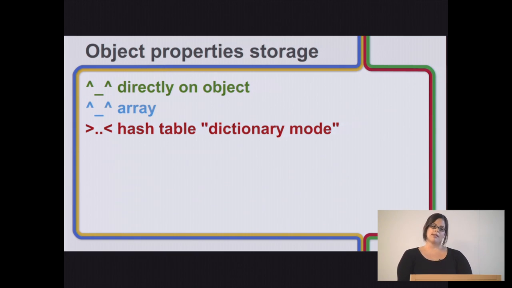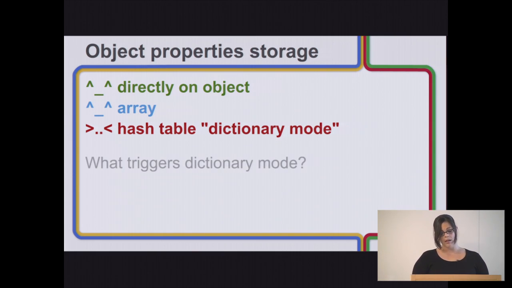hash table. So much like the array case in general, where arrays can have different types of backing storage, properties can have different types of backing storage too. Properties can either be in normal mode, where they're stored as an array, or in dictionary mode, where they're stored as a hash table. And if you have an object in dictionary mode, it's going to be much slower to interact with, so you don't want that. So what triggers dictionary mode, and how do you avoid it?